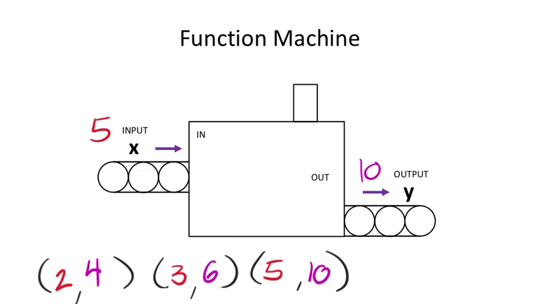But what is the machine doing to your x? What is it doing to the x that you're putting in here? You're going to take the x, and you're going to multiply it by 2. So 2 times x is your function. It's the function machine. What's happening in this machine is it's going to take your x, and it's going to multiply it by 2, and then it's going to spit out whatever the y is.